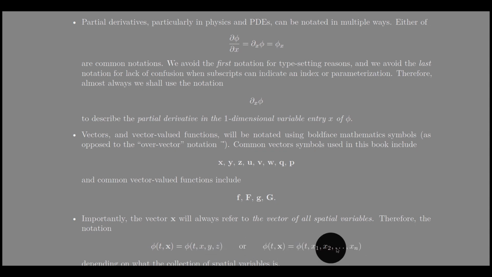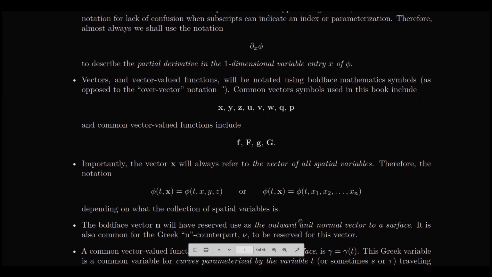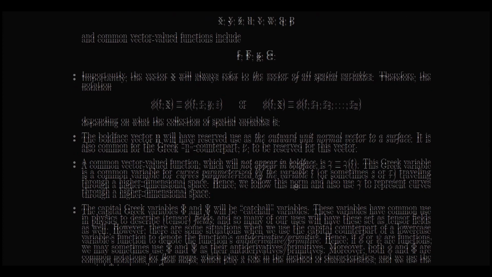Furthermore, if we decide to give ourselves a lot of spatial variables, n dimensions maybe, I'm still just going to group them together into boldface x. So that's just going to be something that we should get used to. Boldface x will just be the vector of all of the spatial variables, no matter what they are.